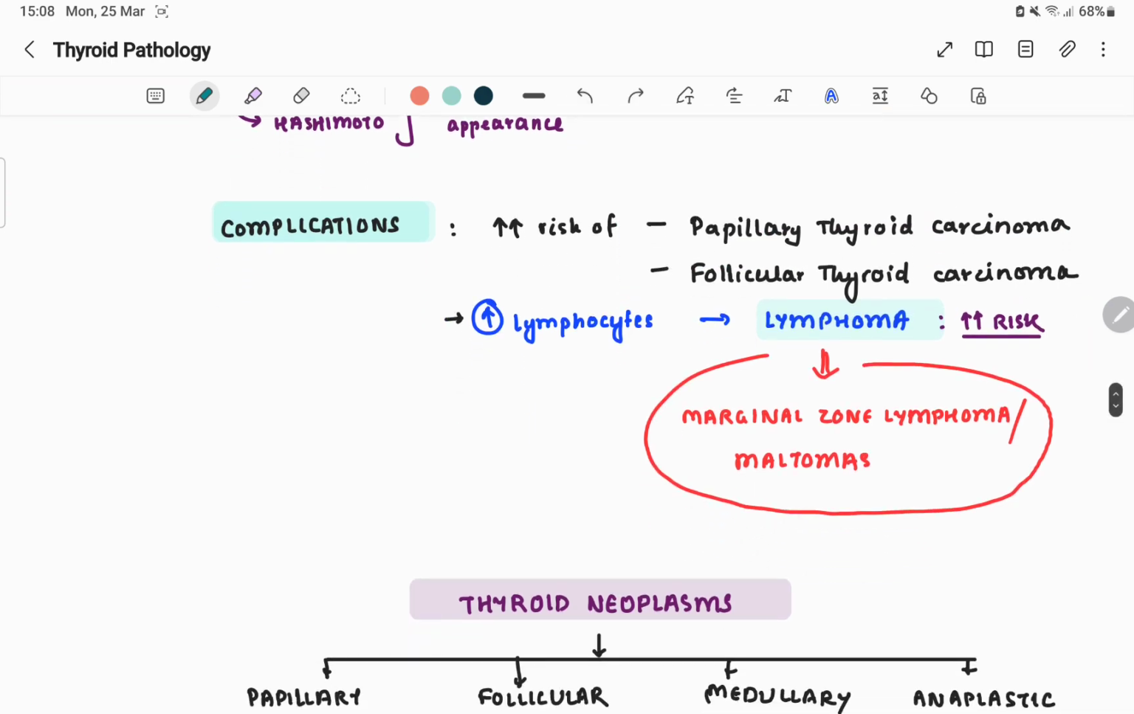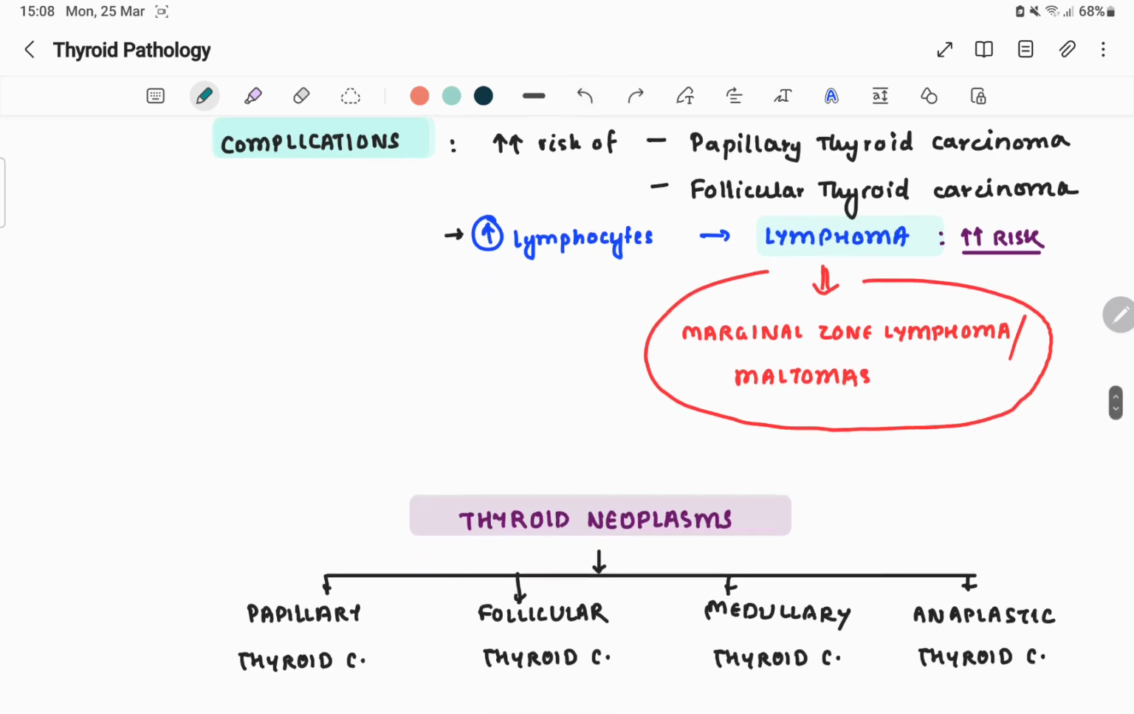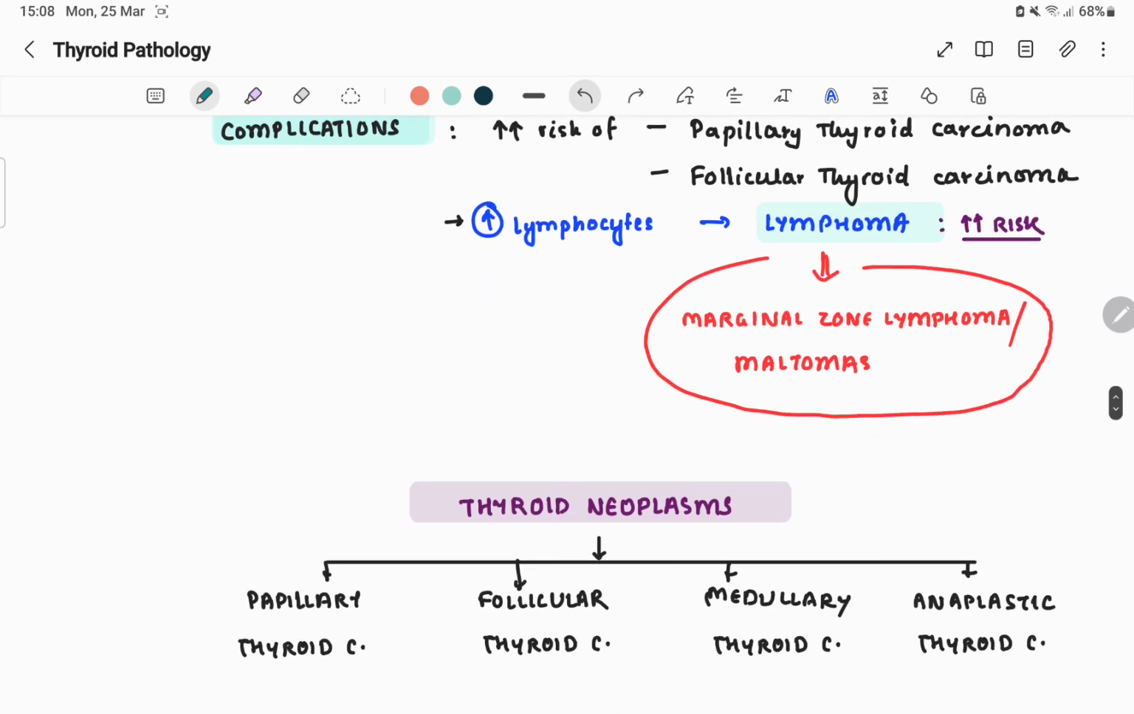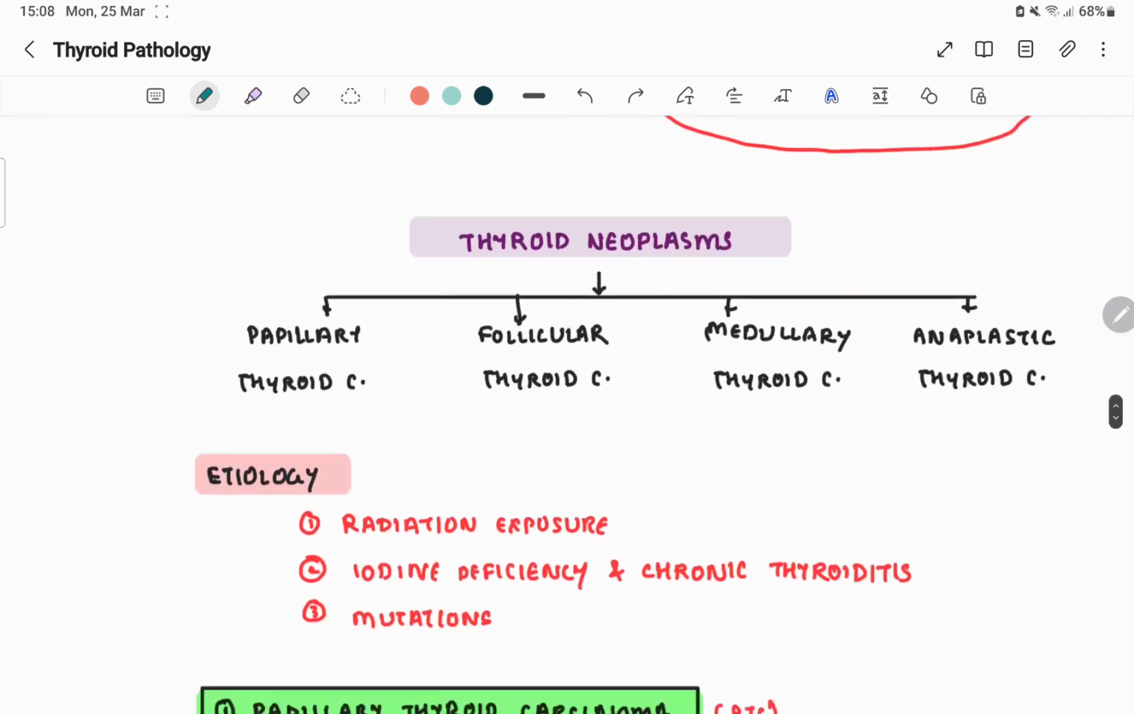PTC or FTC. And increased lymphocytes, if occurring chronically, will lead to an increased risk of lymphoma, and will cause something called marginal zone lymphoma. We haven't discussed it, but you must have read about this in your hematology classes, or MALTomas.